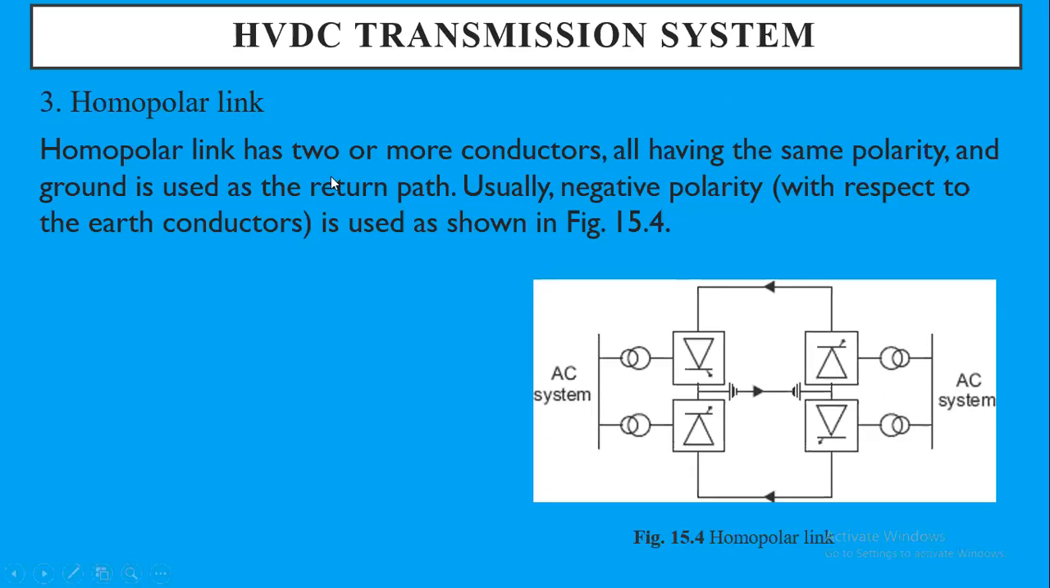Okay, moving further towards the third category of HVDC transmission system, the homopolar link. A homopolar link has two or more conductors. Two or more conductors are connected, all having the same polarity.